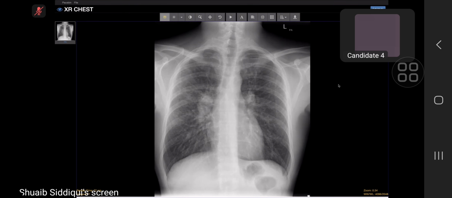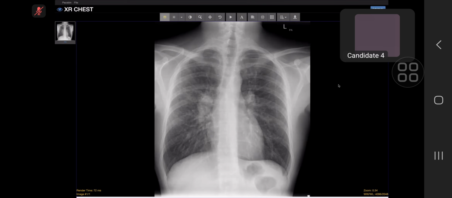I can see that there is slight haziness noted at the right paratracheal stripe, right paratracheal region. Otherwise, the lung volumes are preserved. There is no evidence of any pleural effusion on either side. The cardiac size is normal, and the bones appear unremarkable.